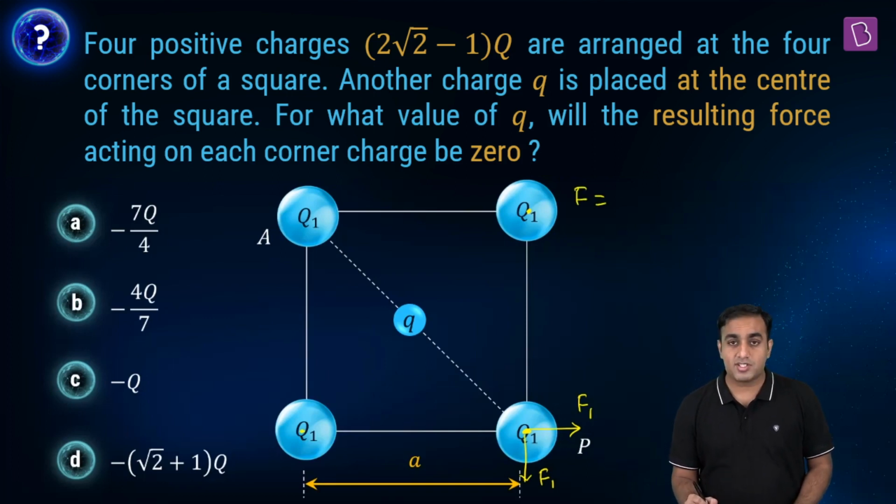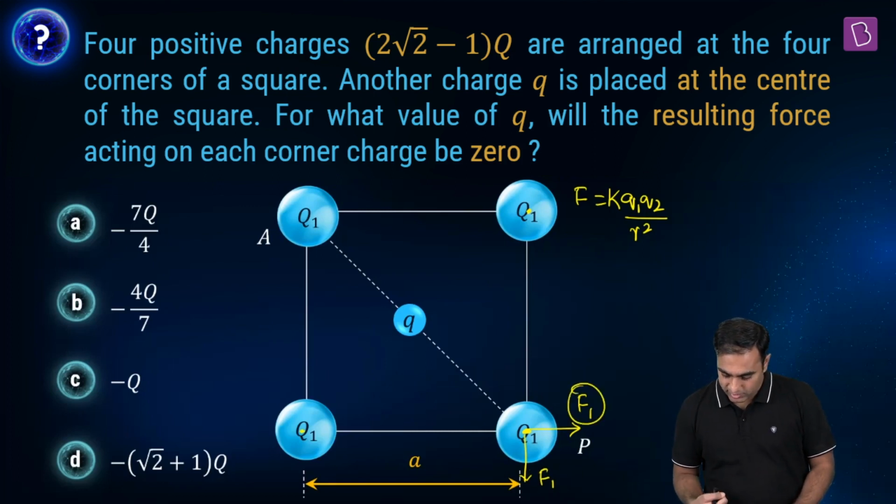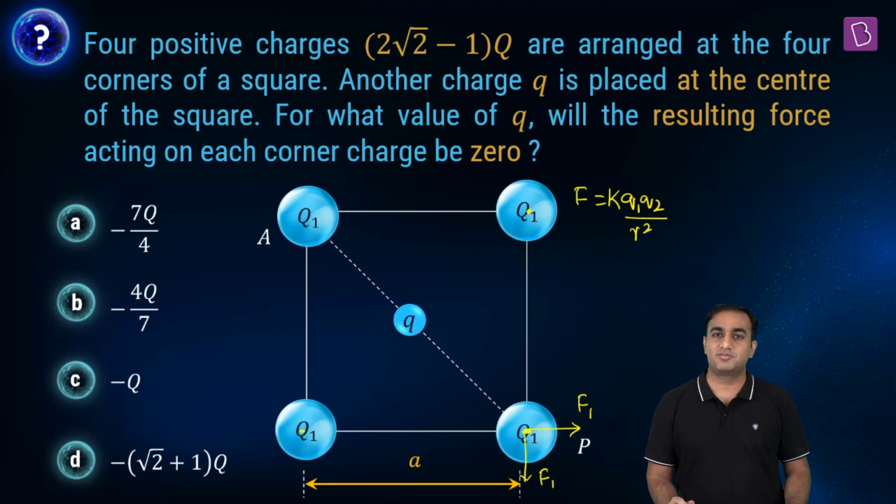F, the electrostatic force of repulsion or attraction between two charges Q1 and Q2, will be proportional to the product of these two charges and inversely proportional to the square of the distance of separation between them, R square. And here is a proportionality constant, capital K, coming in. Now, in both these cases, Q1 and Q2 are same in magnitude and even R is same.